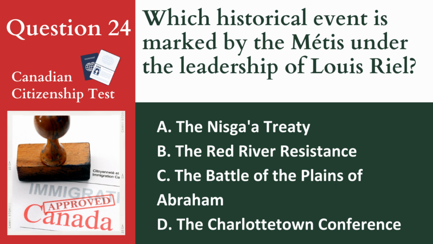Question 24. Which historical event is marked by the Métis under the leadership of Louis Riel? A. The Nisga'a Treaty. B. The Red River Resistance. C. The Battle of the Plains of Abraham. D. The Charlottetown Conference. Answer: B. The Red River Resistance. The Red River Resistance in 1869 to 1870, led by Louis Riel, was a pivotal event in the history of the Métis people and led to the establishment of Manitoba as a province.